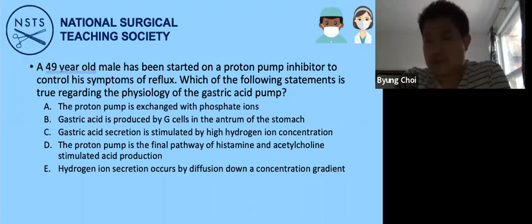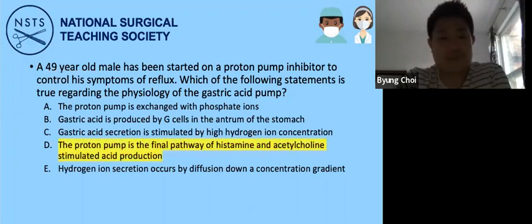So got a bit of a split between B and D for this question. B, gastric acid is produced by G cells in the antrum of the stomach, and then a portion of you went for D, with the proton pump being the final pathway of histamine and acetylcholine stimulated acid production. So those of you who went for D, that is the correct answer for this question. Knowing the physiology of the stomach and the small intestines, and then the hormones that are involved will come up. It came up twice actually in my exam.